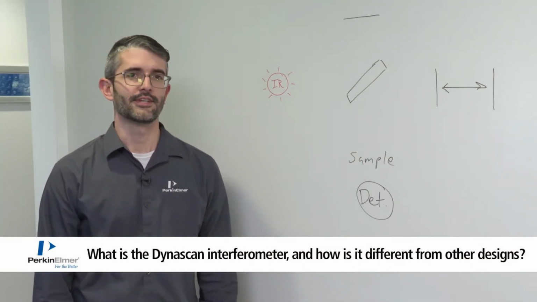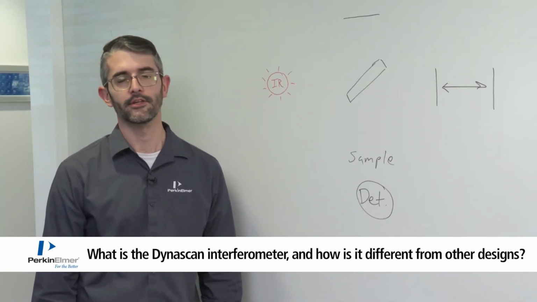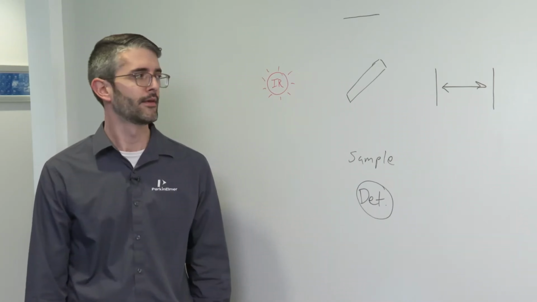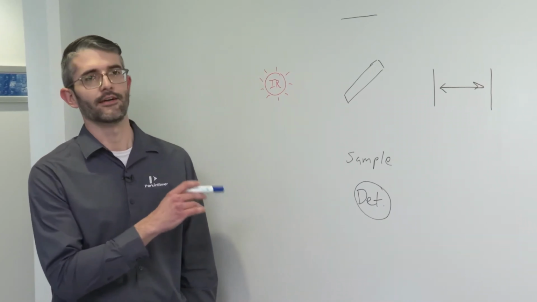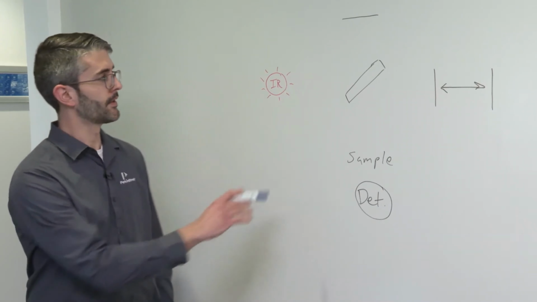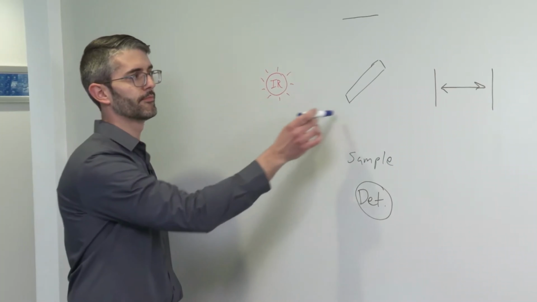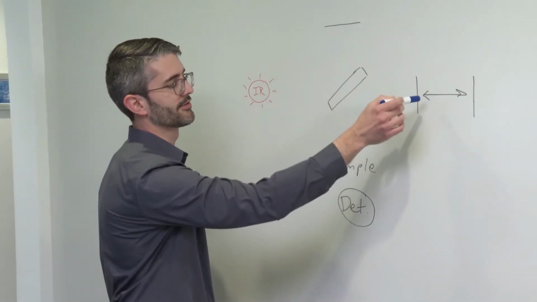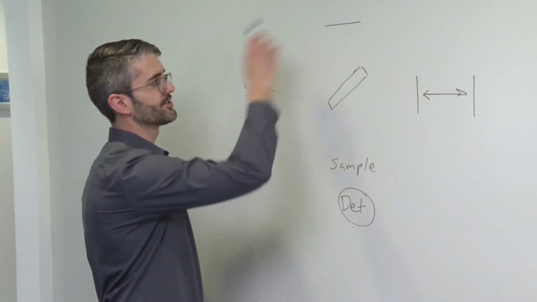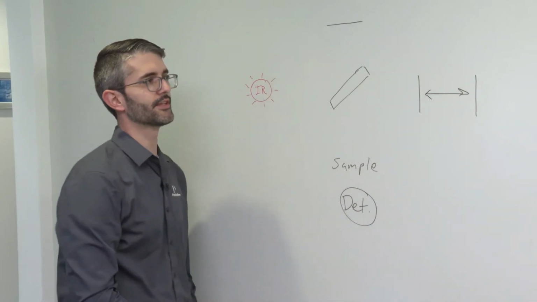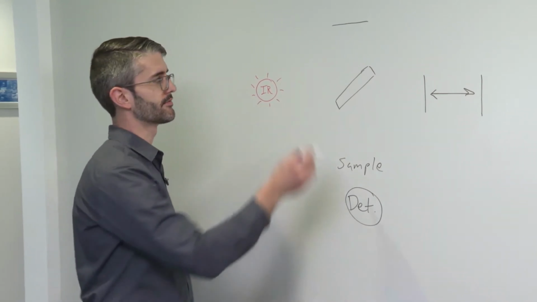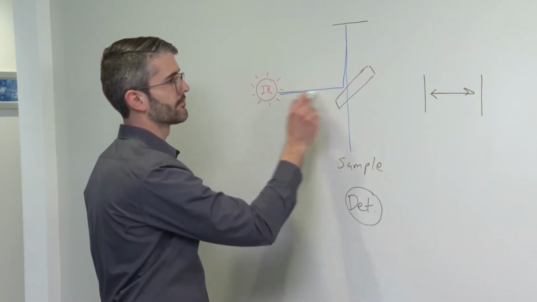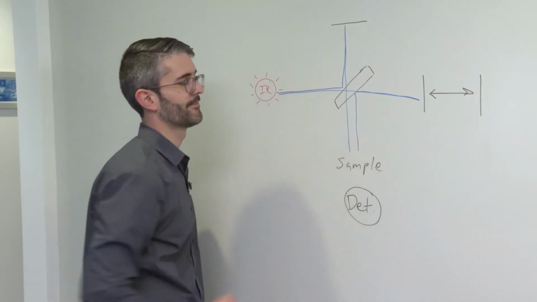Customers will often ask, what is an interferometer? The interferometer is the beating heart of the FTIR instrument. In the traditional FTIR interferometer, there's an infrared source, there's a beam splitter, there's a fixed mirror, and there's a moving mirror. This assembly here changes the optical path difference of the infrared light. So infrared light can take this path, infrared light can take this path.